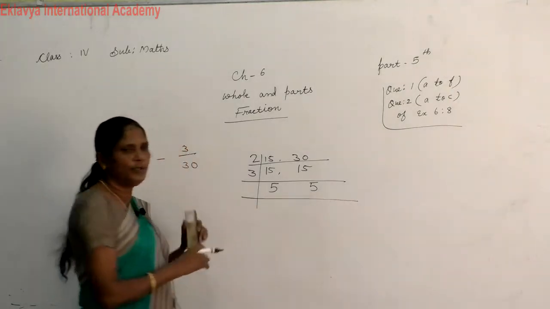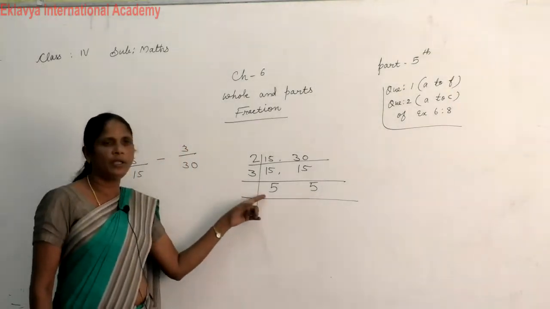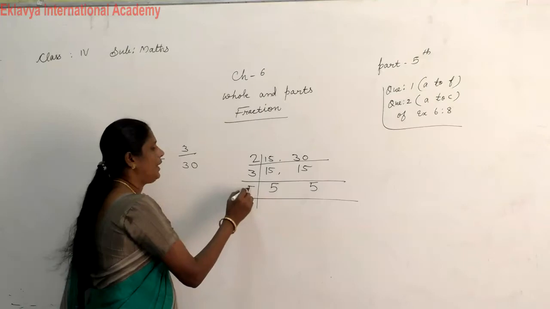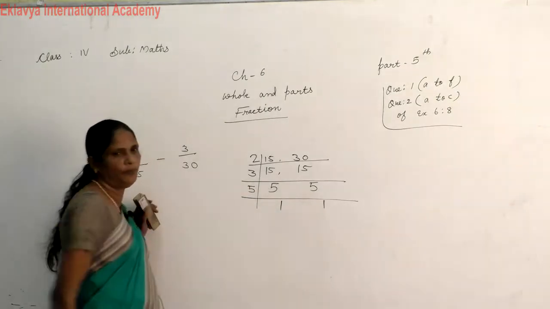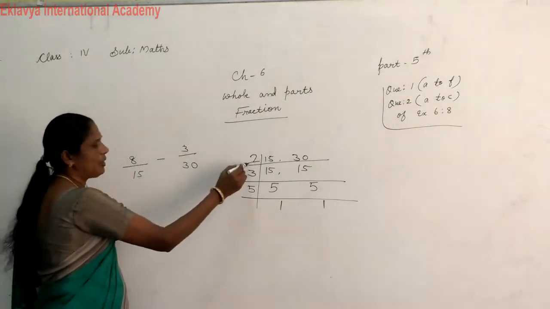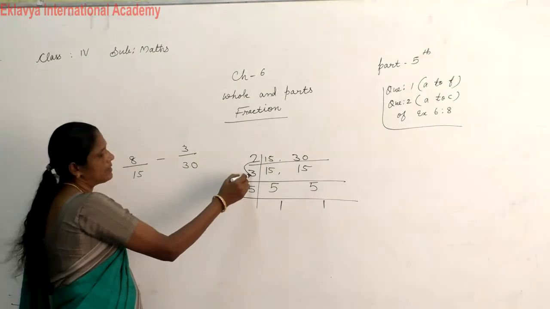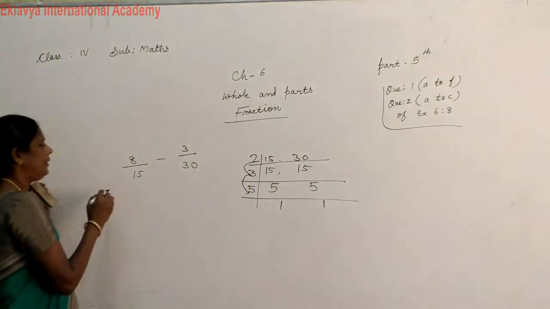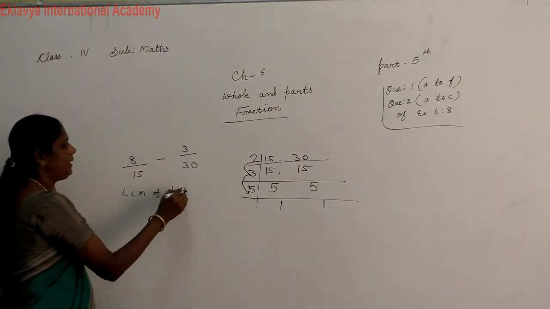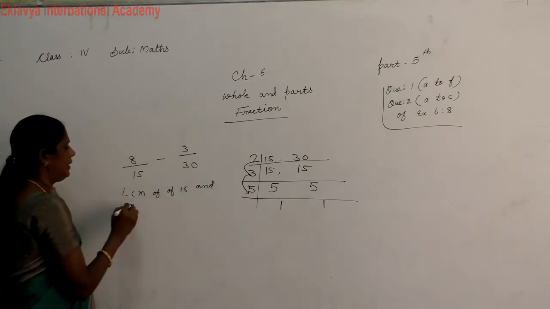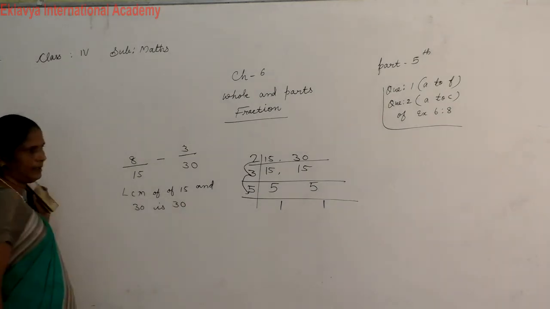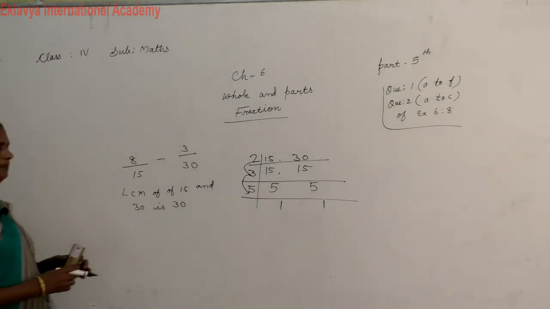Then next you check, does 3 go in here again? No. Next prime number is 5. 5 goes in 1 time, here 1 time. Both come to 1. Now the LCM: 2 threes are 6, 6 fives are 30. The LCM of 15 and 30 is 30. Our LCM is 30.